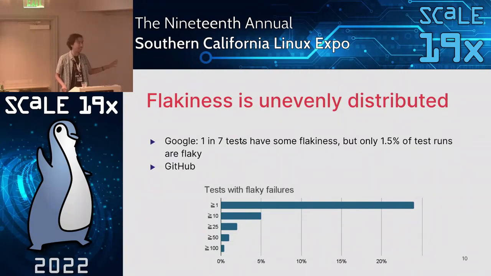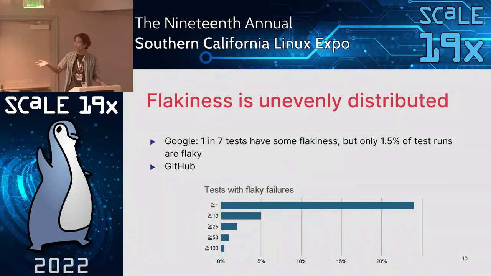The other thing we know is that the flakiness is very unevenly distributed. The first number I mentioned, that Google said, is 1 in 7 tests have some flakiness. But the same blog report also says only 1.5% of the test runs are flaky. And I'm like, okay, how does that make sense? Is that 1 in 7 or like 1 in 100? You make up your mind. Well, it turns out what they mean is 1.5% of test runs, right? So some tests fail because of the flakiness all the time, others not so often. So collectively, they only fail like 1.5%.